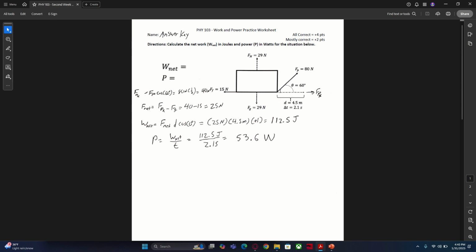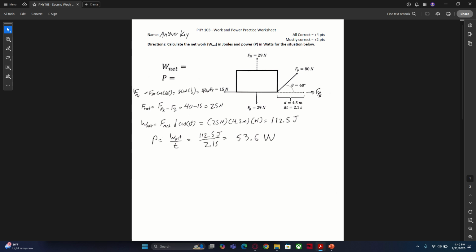Now, for this problem, all we really care about is the applied force's x component. We're just seeing our object move a distance of 4.5 meters to the right. Because that's the only direction of motion, we only care about the x component of our applied force. And when it comes to power, the time duration is going to be 2.1 seconds.